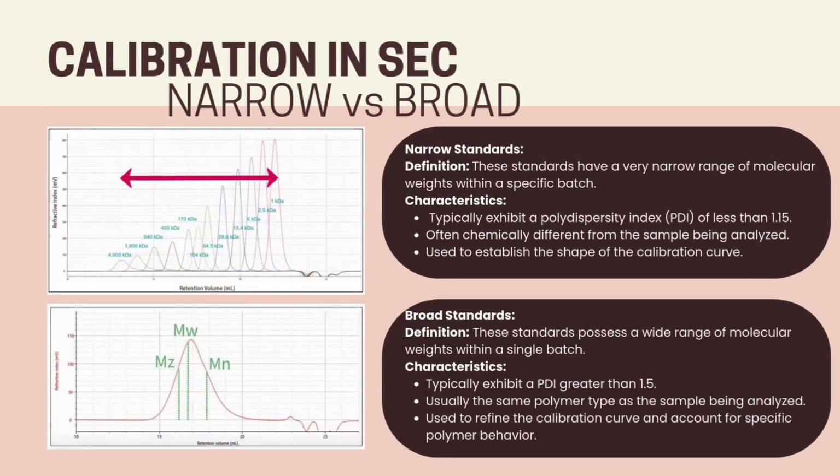The key difference between narrow and broad calibration standards in SEC lies in their molecular weight distribution. For narrow standards, these standards have a very narrow range of molecular weight within a specific batch. They are often chemically different from the sample being analyzed. For broad standards, these standards possess a wide range of molecular weights within a single batch, usually the same polymer type as the sample being analyzed.